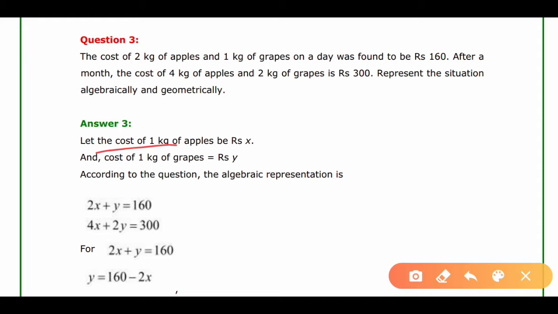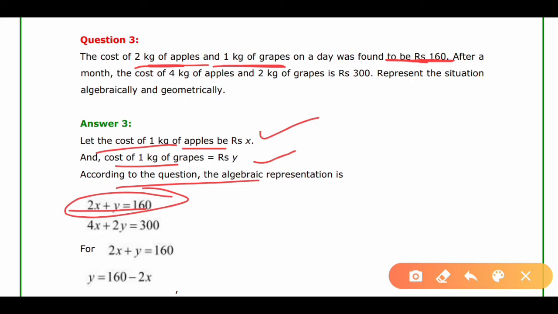Let the cost of 1 kg of apples be x rupees and the cost of 1 kg of grapes be y rupees. According to the question, we have the condition that 2 kg of apples and 1 kg of grapes cost 160 rupees. So it is written in the form 2x plus y equals 160.